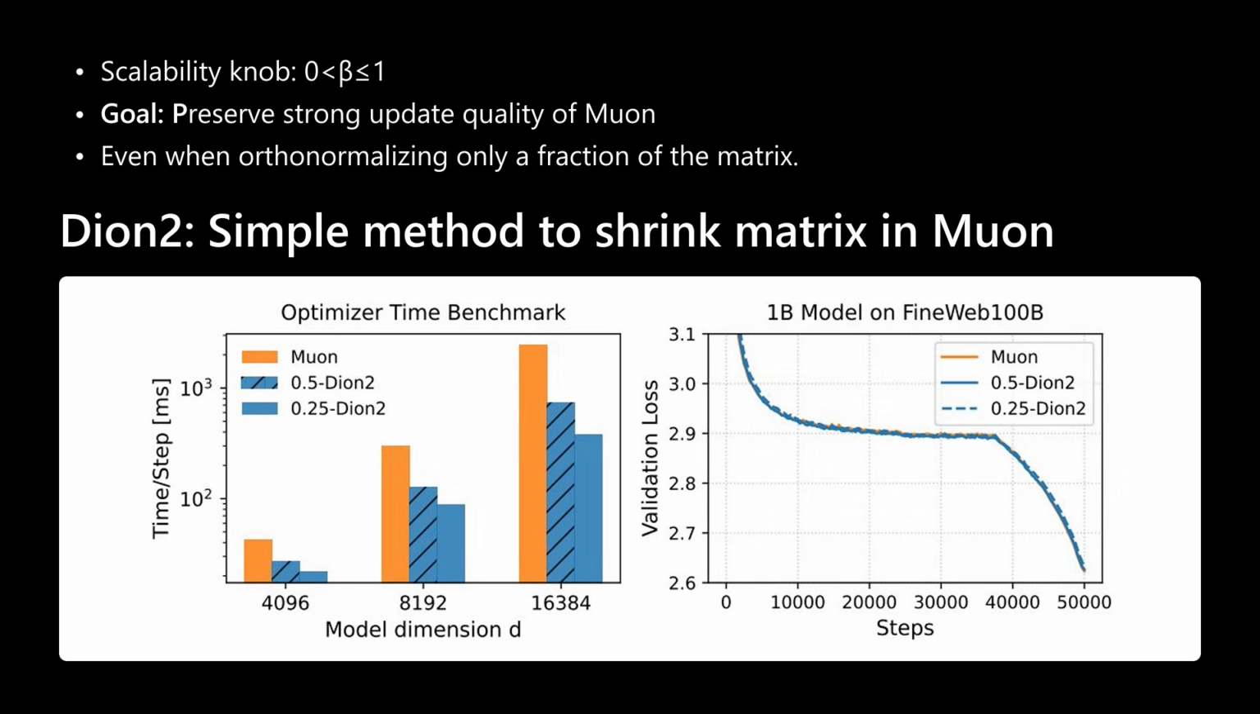And here is the outline of our results. On the left-hand side, we're showing an optimizer step benchmark between Muon and Dion2 with various fractions. And you can see that as the fraction beta becomes smaller, Dion2 achieves speedup over Muon. And on the right-hand side, we're showing the training runs between Muon and Dion2. And even with 25% of orthonormalization, Dion2 is achieving very competitive update quality as Muon.